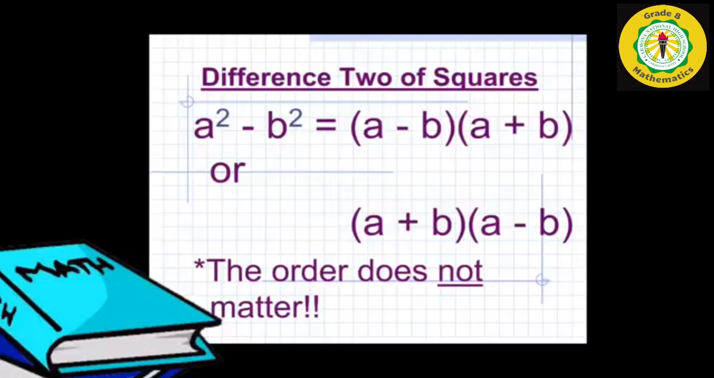So the formula here should provide an understanding of this concept. We have a squared minus b squared, which has an exponent of 2, and the middle operation is subtraction. After verifying that you have a difference of two squares, you can now factor it as a product of two binomials with alternating signs in the middle, positive and negative. So a squared minus b squared is equal to the quantity of a minus b times the quantity of a plus b, or a plus b times the quantity of a minus b. So remember, the order does not matter.